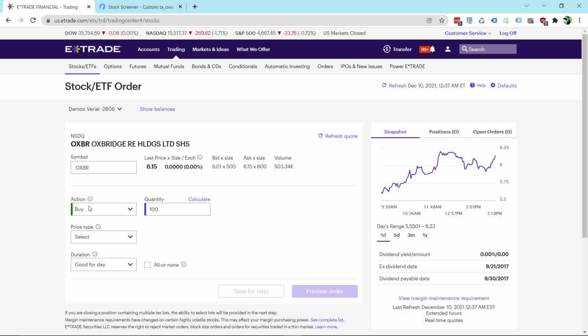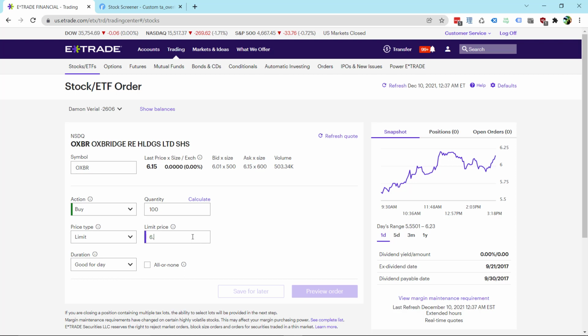You always select action buy, quantity, whatever amount of shares you want to buy. But if you want to get a good price, you're going to have to select limit, not market. Select limit, and then put in the price that you're willing to pay. Now, if you put in 615, you're essentially doing the same as what a market order would do for you. You don't want to do that. You want to get a better price.